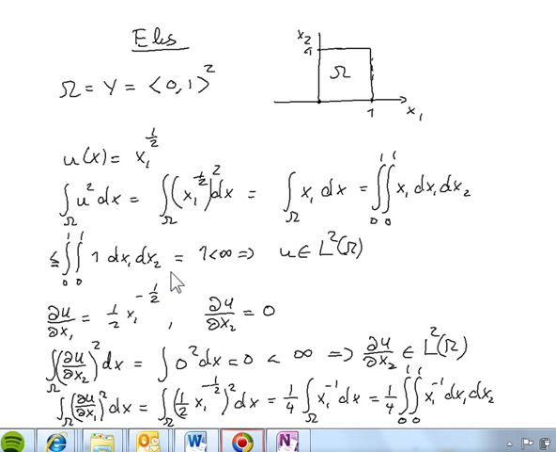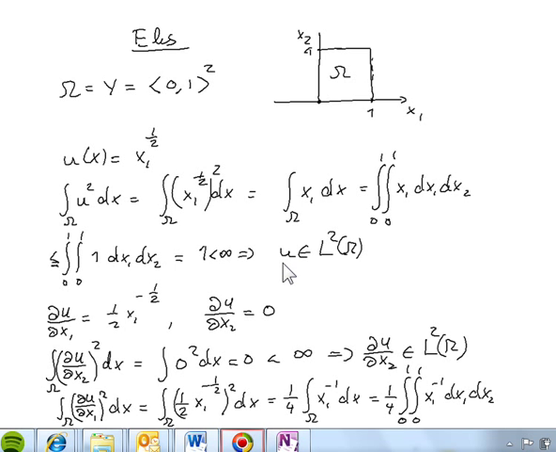So necessarily, since this function is less than 1, this integral must be less than the integral of the constant 1. And this integral is just the area of omega, which is 1. And of course this is less than infinity. So this means that u must be an element of L2. So it's a Lebesgue function.